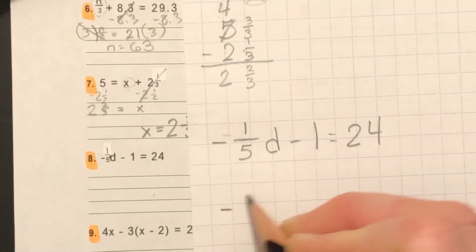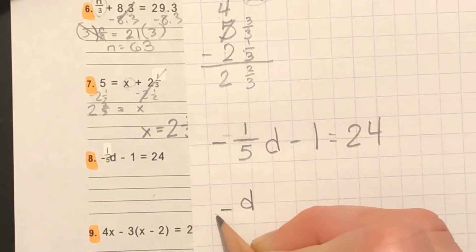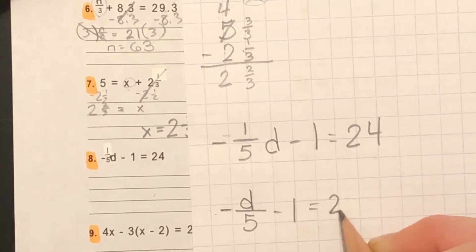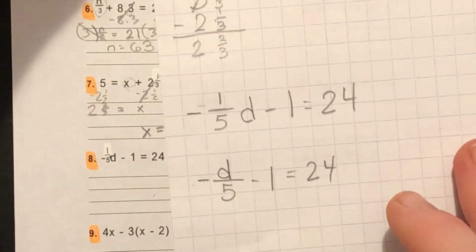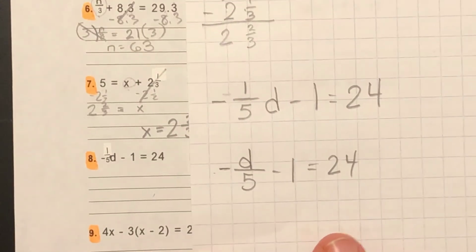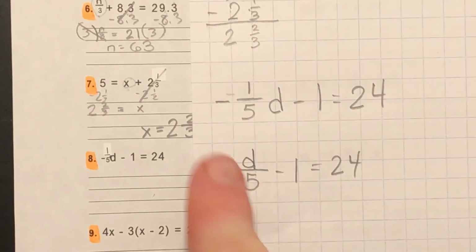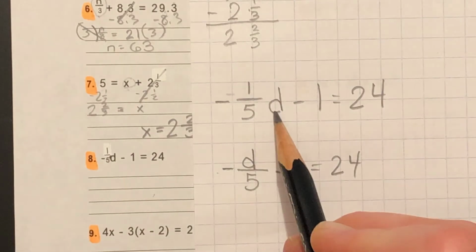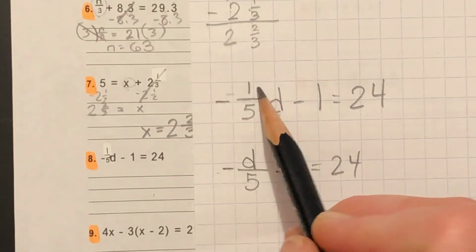Or I could write it negative d over 5 minus 1 equals 24. I can write it either of those ways. It still means the same thing. My preference is to write it that way, but often you'll find them this way. When you're writing equations in slope-intercept form, they write it with a fraction in front of the variable. But it doesn't have to be. You can always put that variable on top, because that's a whole and that's a whole.